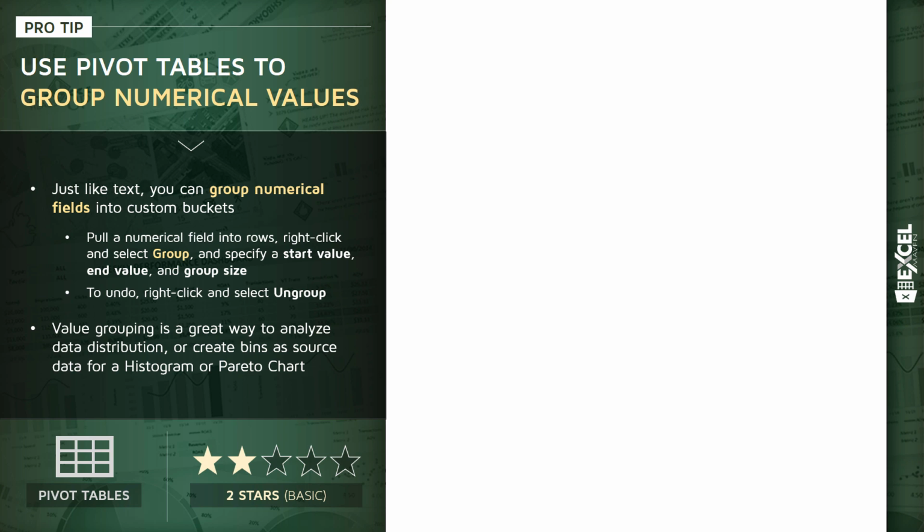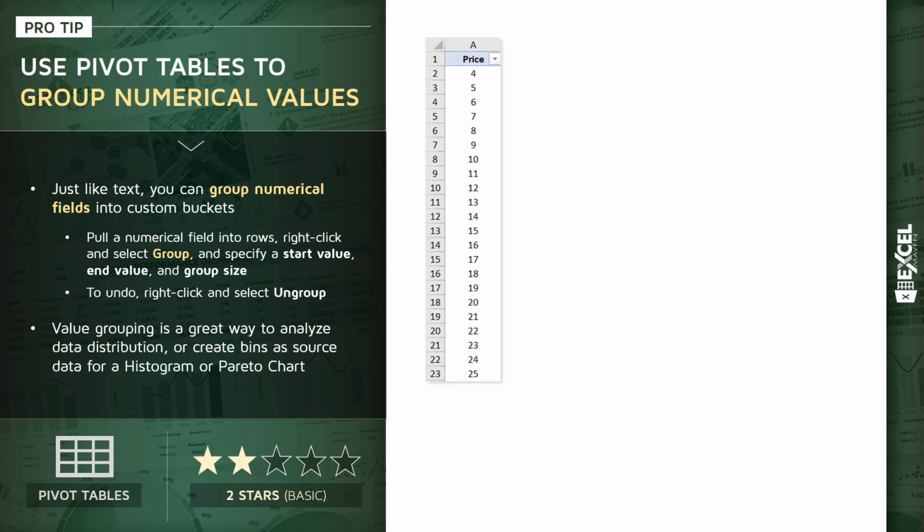Now, to do this, in this demo we're going to pull a numerical field into our row labels like this. In this case, we're looking at the price point per bottle of wine. And this feels a little bit wrong because we're always taught to pull those numerical fields into the values pane of our field list, not into rows or columns. But in this case, that's exactly what we want.